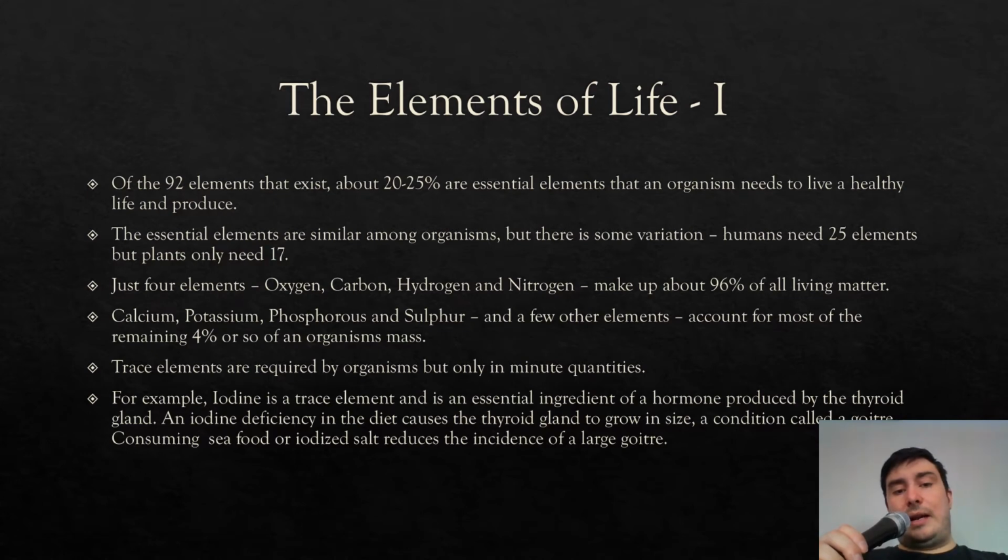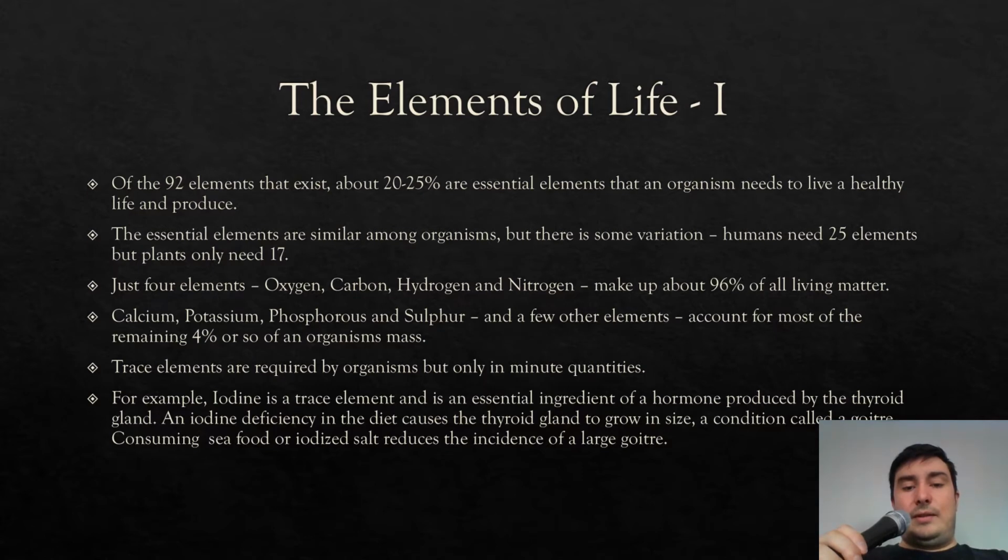Of the 92 elements that exist, about 25% are essential elements that an organism needs to have a healthy life and reproduce. The essential elements are similar among organisms, but there is some variation. Humans need 25 elements, but plants only need 17.